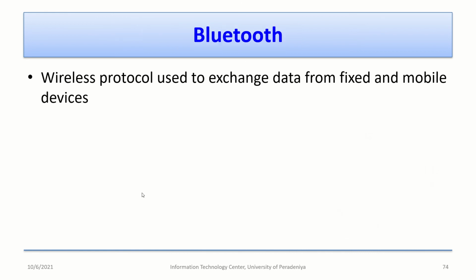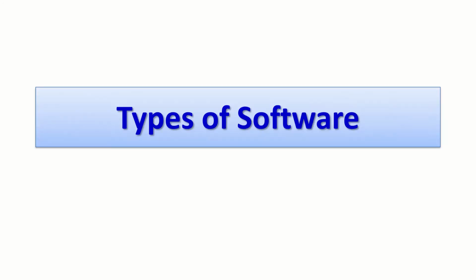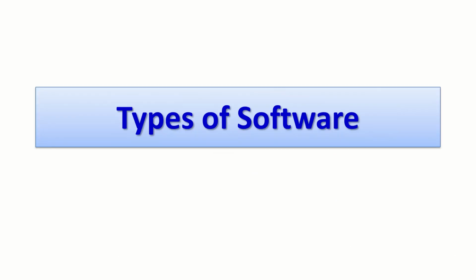And then Bluetooth. Bluetooth is a wireless protocol used to exchange data between fixed and mobile devices, and it uses radio frequency. So there should be a Bluetooth receiver, and then we can send Bluetooth signals. Basically, we can use Bluetooth for our mouse and all those devices, and transfer data from a smartphone to the computer like this.